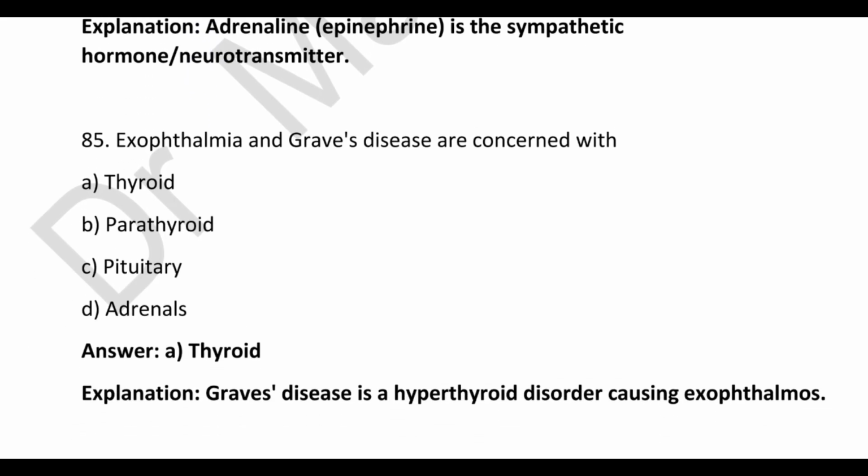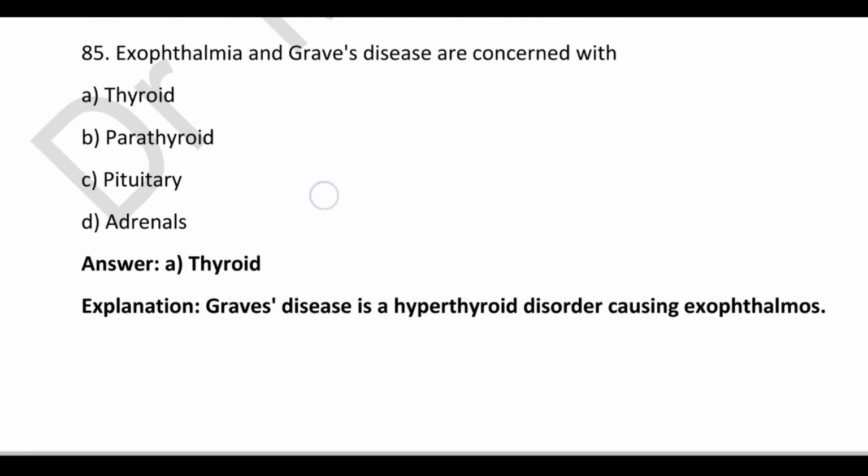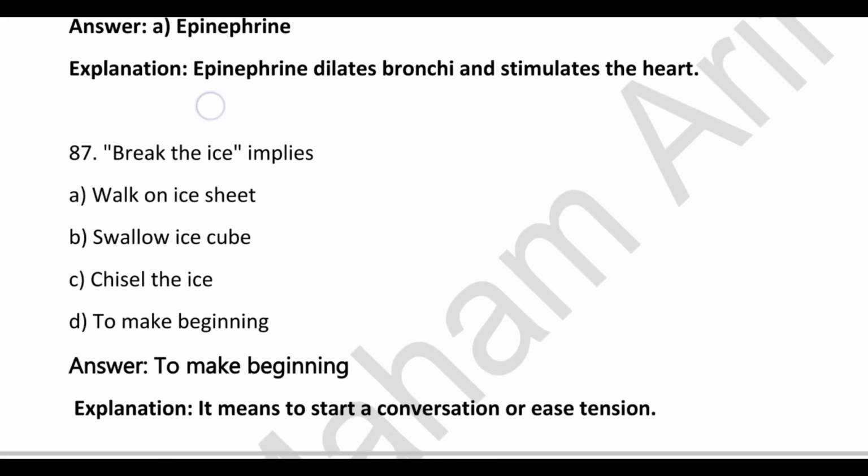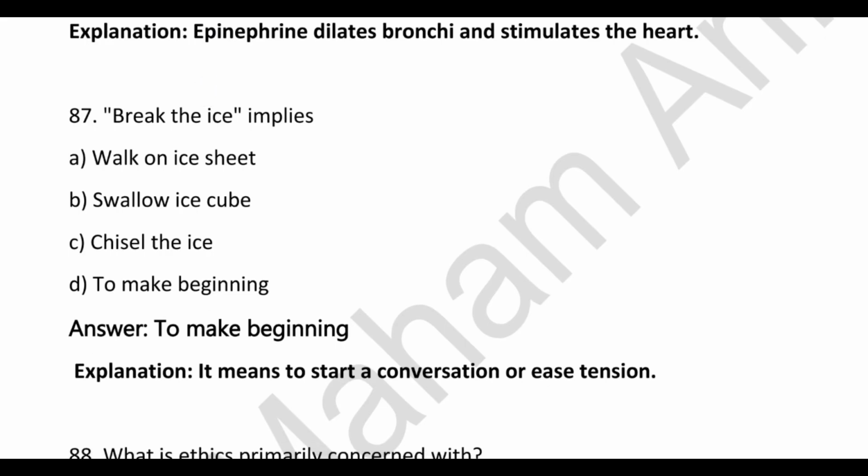Exophthalmia and Graves' disease are concerned with, correct answer is option A, that is thyroid, because Graves' disease is a hyperthyroid disorder causing the exophthalmos. The hormone which is clinically used as bronchodilator and heart stimulant is, correct answer is option A, that is epinephrine, because epinephrine dilates your bronchi and stimulates the heart. Break the ice implies, correct answer is to make beginning, because it means to start a conversation or ease tension.